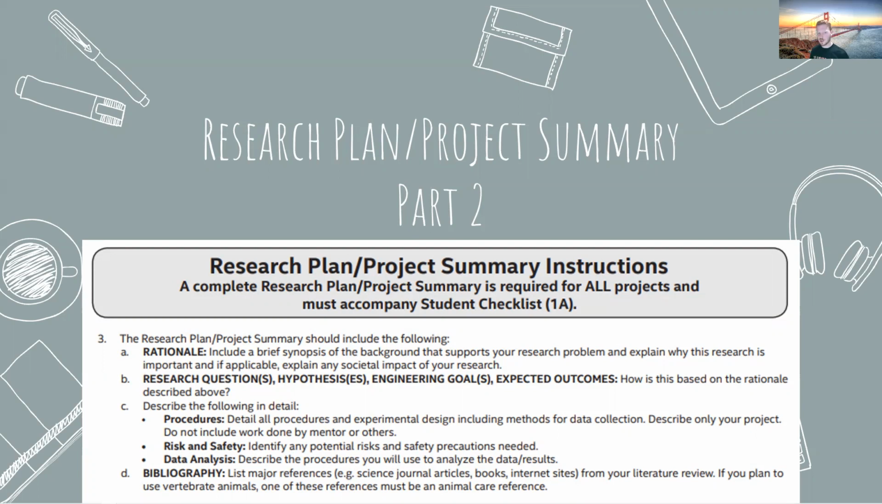This is so that the judges can know why your research really matters, you know, the background that supports it, what backs it up, and what you are building off of. Next, part B says you need to answer the research questions, the hypothesis, the engineering goals, and the expected outcome. You need to have your hypothesis, what you think will happen, your goals throughout this, what you are trying to accomplish, and what you expect will happen whenever you conduct your research. Part C is another part where you need to describe the following in detail: your procedures.